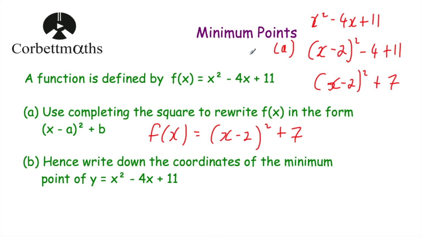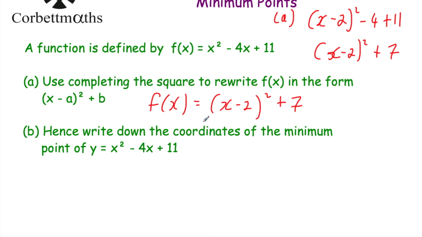So we're just done completing the square on that. And then part B says, hence, so we're going to use this, write down the coordinates of the minimum point of y equals x squared minus 4x plus 11. So rather than f of x it is now y, so we're now considering the graph of y equals x squared minus 4x plus 11. So this is this quadratic, this U-shaped graph, and we want to find the coordinates of the minimum point. So to find the coordinates of the minimum point, well, we've got x minus 2 close bracket squared plus 7. And the lowest possible result, the minimum possible result of this will be whenever the bracket's equal to 0. And if the bracket's equal to 0, that means that x will be equal to 2. So x is equal to 2. So 2 minus 2 is equal to 0.